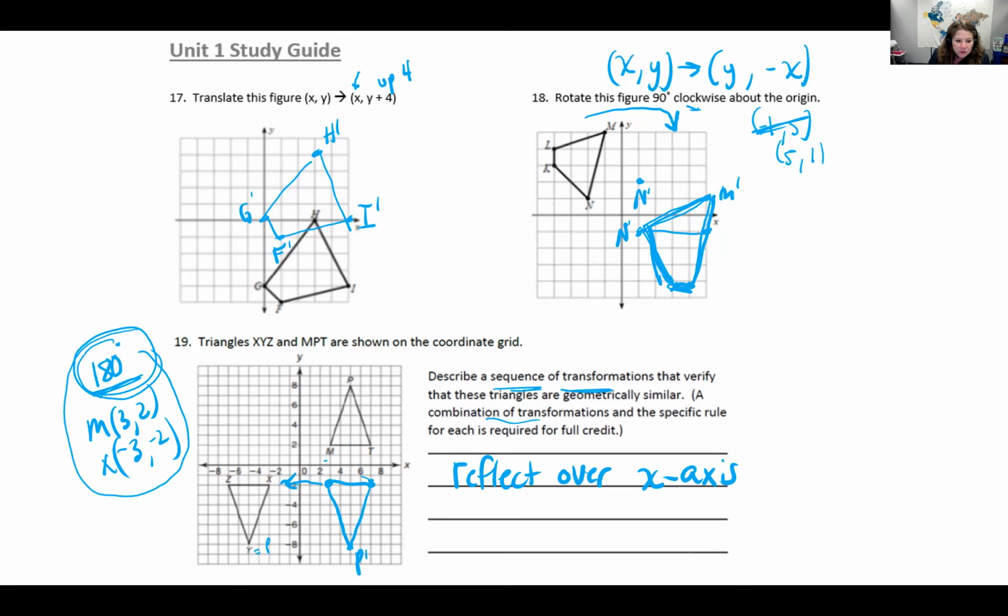1, 2, 3, 4, 5, 6, 7, 8, 9, 10. So translate left. What did I just count to? 10? Yep, 10. So that's a combined sequence of transformations. So that means that has to be the right answer. All right, I hope that made sense.